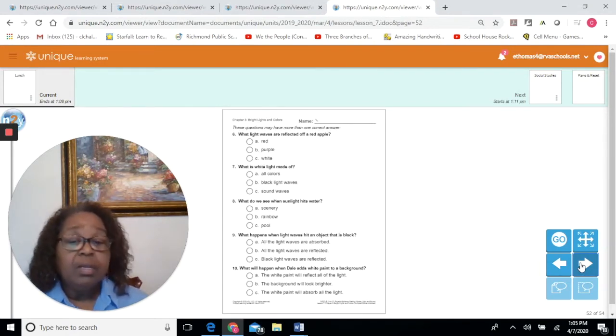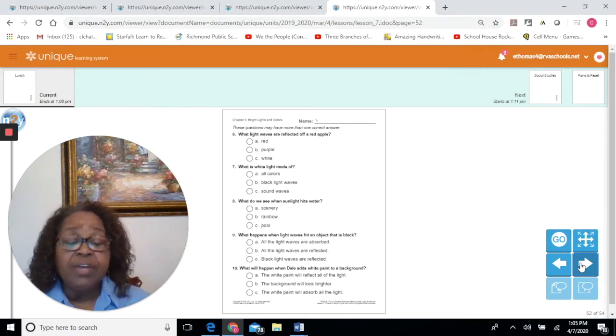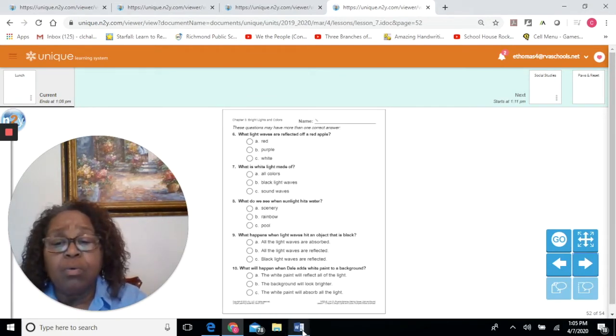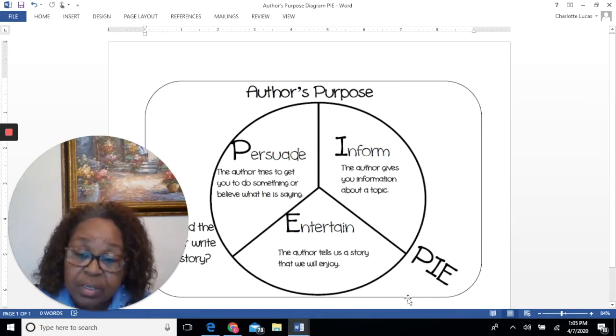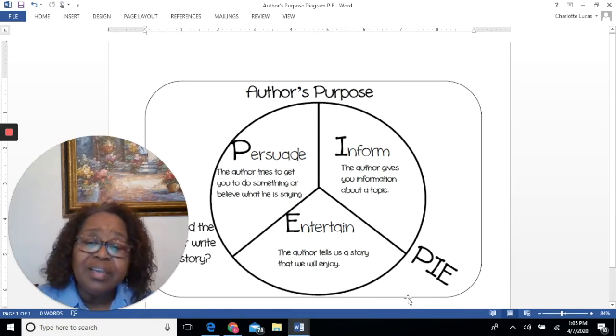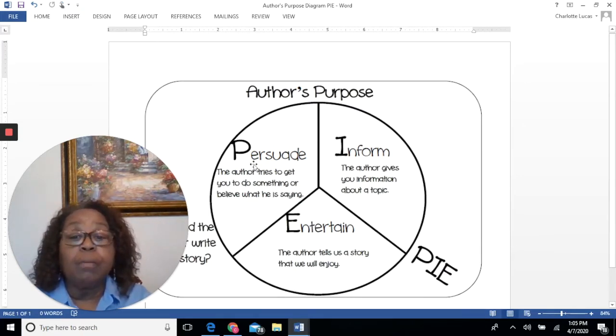All right. Now that we've looked at some of the questions that you may have, let's think about what the author was thinking about when he wrote this story. What was the author's purpose of writing this story? Let's think about PIE. When we think about author's purpose, we think about PIE. Is the author trying to persuade us? Is the author trying to inform us? Or is the author trying to entertain us?